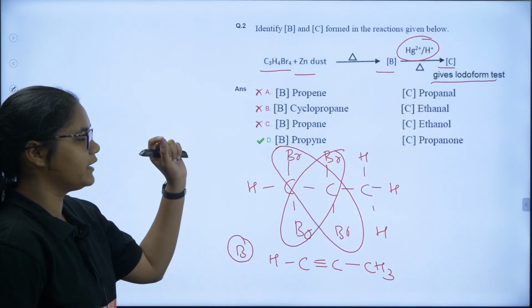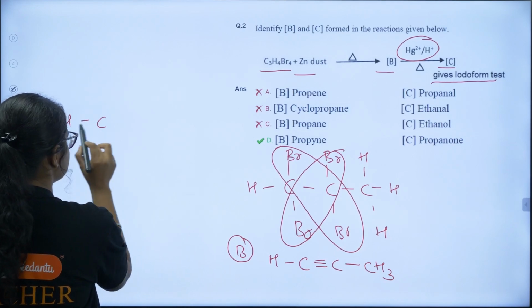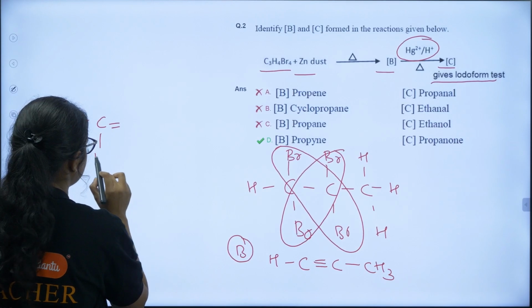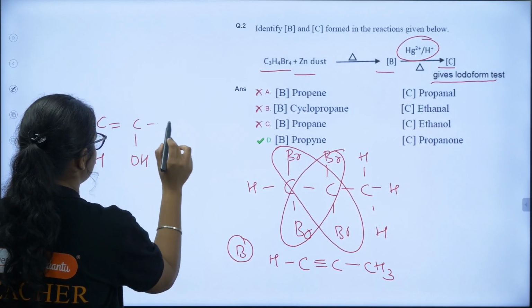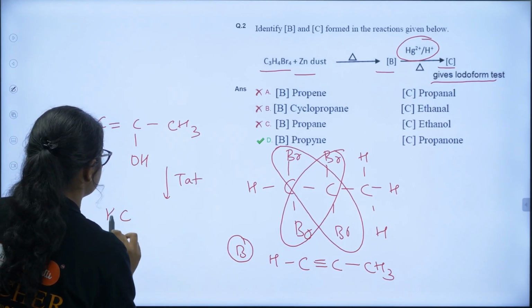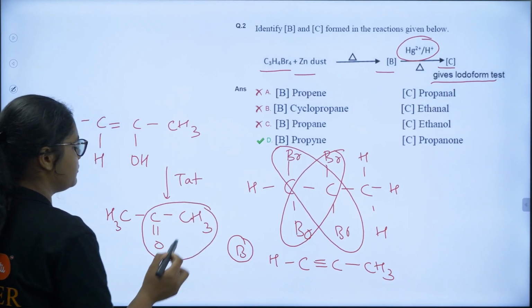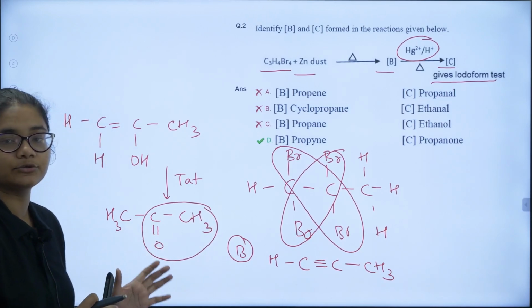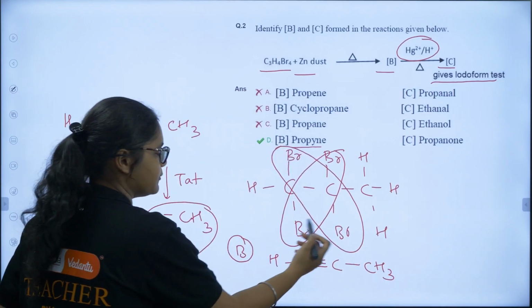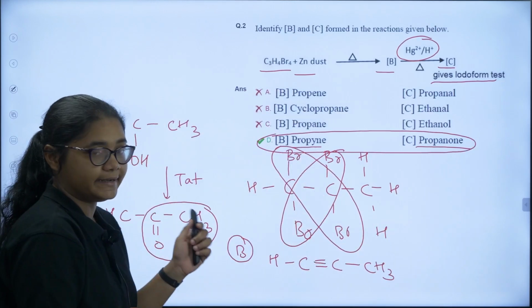Now when you provide Hg2+ and H+, what happens? We get a compound like this, CH, then we have a double bond, here we will get H, here we will get OH, and then we have CH3, and then there will be tautomerization and we will get CH3, CO, and then CH3, right? Since a methyl group is present, a methyl ketone group is present, it will show a positive iodoform test. So the correct answer for this question is that B is your propyne and C is propanone, right? The correct answer is option number C, D.